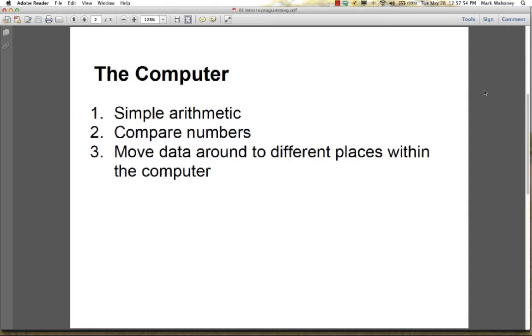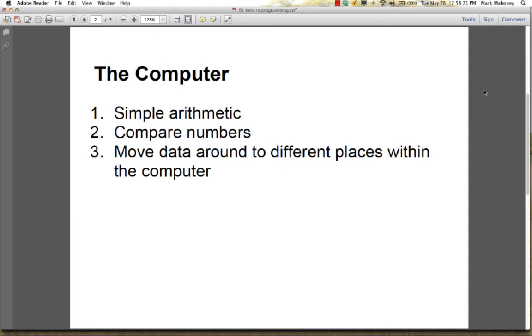Okay, so I talked about adding numbers. Well, the computer can add two numbers several billion times per second. That's pretty impressive. Now, a computer program is a set of instructions that tell the computer exactly what to do. All programs are mostly made up of these three operations discussed above, right? Arithmetic, comparing numbers, and moving data around.